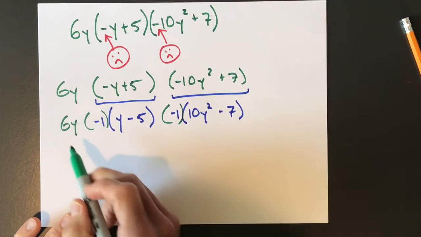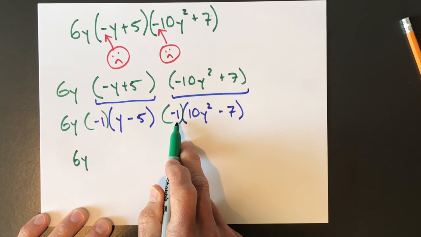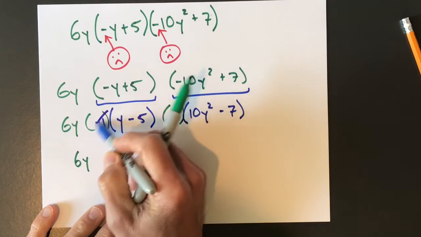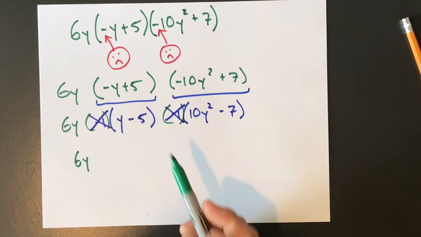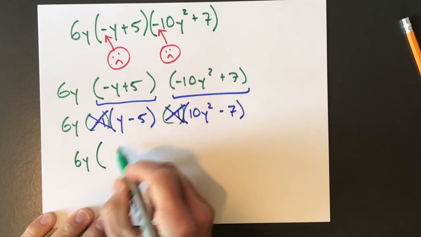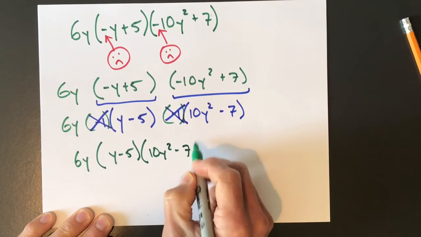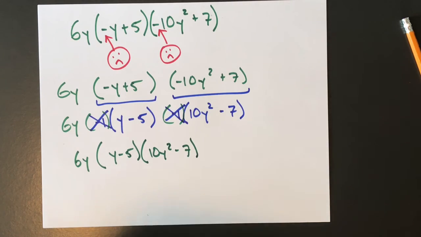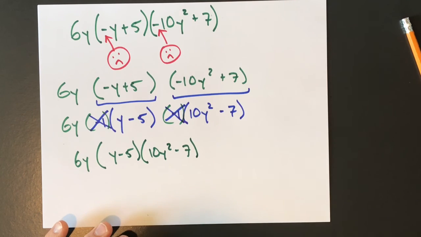And watch how cool this is. The 6y is still just 6y. The negative 1 times negative 1 is positive 1, which for all intents and purposes means it cancels out. Now, if you had just one leading negative coefficient, then that negative would come out here, but we don't have that, and I've not really seen that pop up too much. So at this point, all we're going to do is finish it off. Y minus 5 and 10y squared minus 7. And that's how you deal with those negative leading coefficients. So really, look for those negative signs in front. If you see them, work on getting rid of them so that you can be more successful.